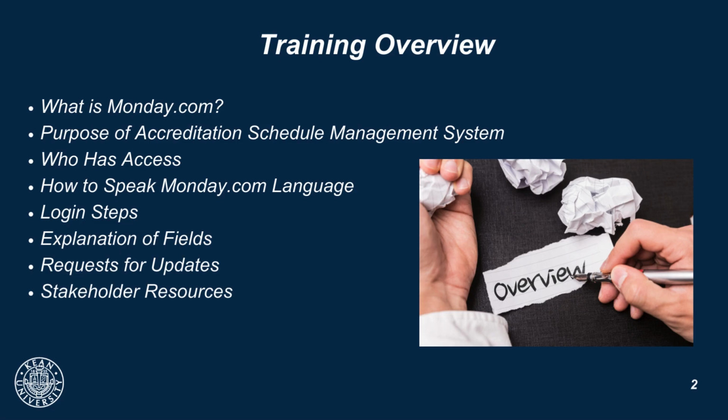What is Monday.com? Why are we using it over any other platform to manage the accreditation schedule? The purpose of the accreditation schedule management system. What individuals and/or stakeholders have access to these boards? How to understand the speak of Monday.com, for example, what is a workspace versus a board, etc. The steps to log in to Monday.com. An in-depth explanation of each of the fields that appear on your accreditation board. More about requests for biannual updates every fall and spring, twice an academic year. Also included are resources for stakeholders and additional websites to look at.